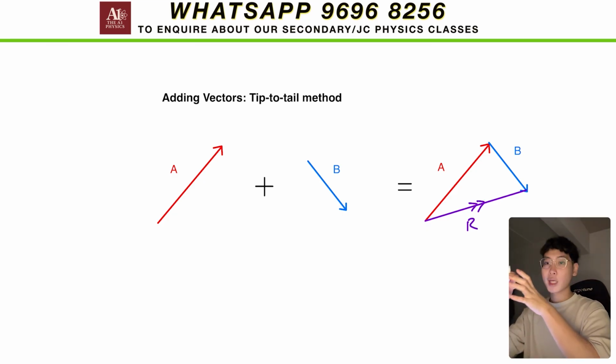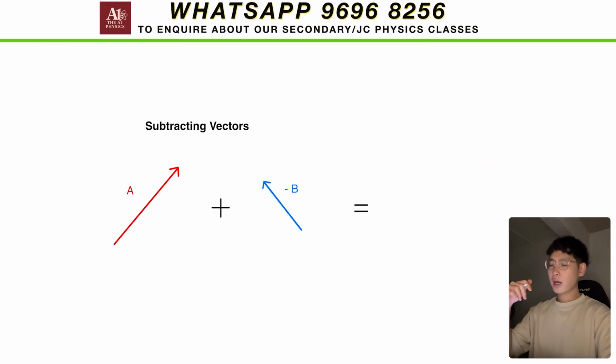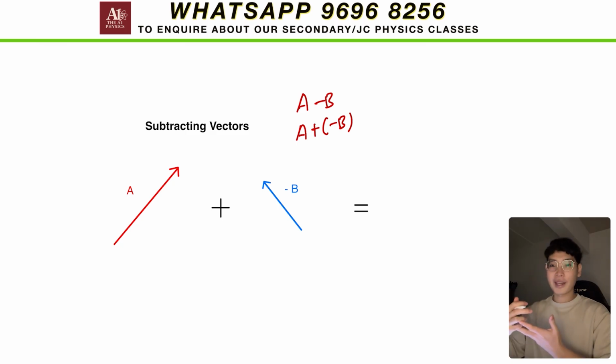Right, so that's just a quick recap of how to add two vectors using the tip to tail method. Now, the thing we're going to learn here is how do we subtract vectors? How do we take A minus B? Actually, the way to do this is quite simple. You just take A plus negative B, because it's the same thing as A minus B.